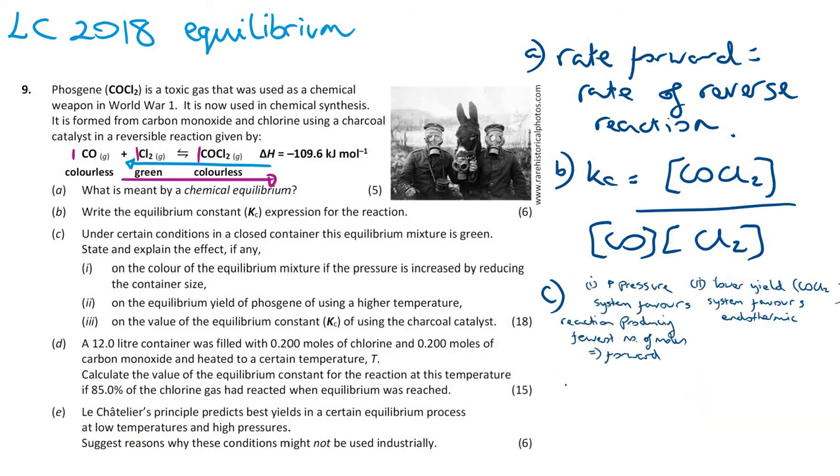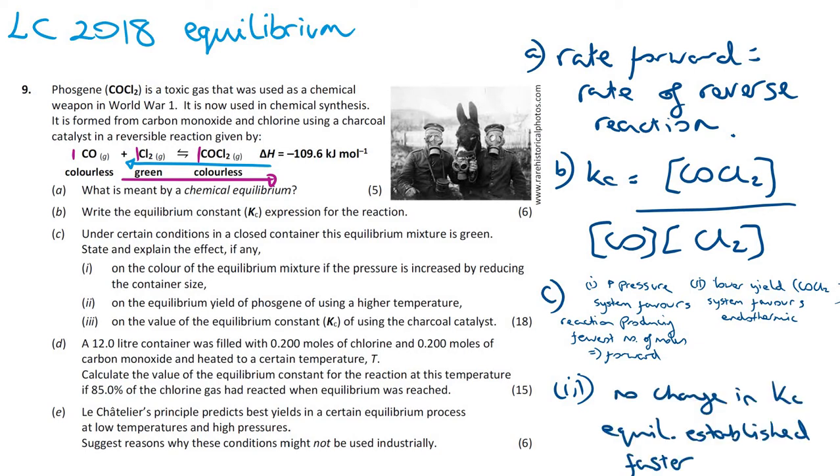Part 3. The effect, if any, on the value of the equilibrium constant Kc of using a charcoal catalyst. Well, a catalyst does not impact the value of Kc. In fact, it doesn't even impact the position of equilibrium, but it will allow both reactions to establish equilibrium quicker. So there is no change in Kc, but equilibrium will be established quicker. So no change in Kc, equilibrium is established faster. So it speeds up both reactions equally.